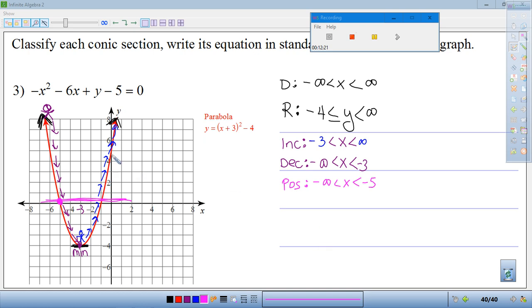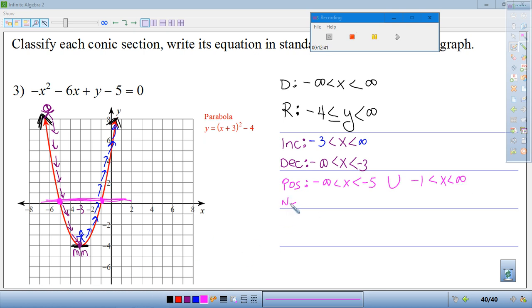But I see that there's another area that's positive, so I'm going to combine it, I'm going to union it, and this next section starts at -1. And then it keeps being positive to the right forever, to infinity.